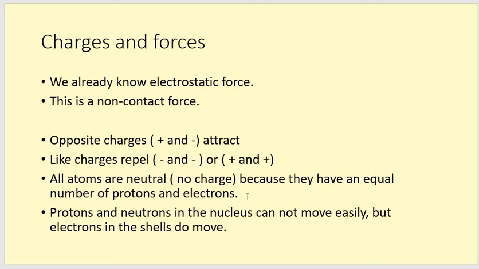And all atoms are neutral because they have an equal number of protons and electrons. They balance each other out. And the protons and neutrons are in the nucleus. They're close together, as we saw in that diagram. So they can't move easily, but the electrons in the shell can move. And that is how important for electricity. Now we're ready to begin our new learning. Now that's all clear.